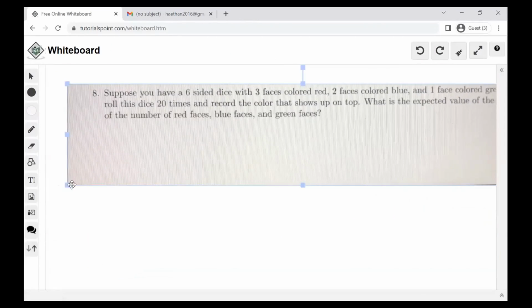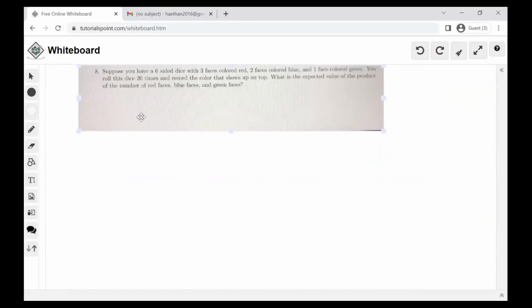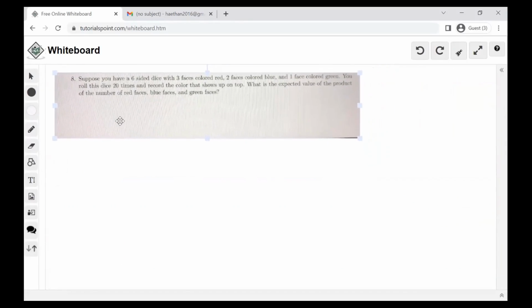So like I said, we're trying to find on average how many triples of rolls are there such that one is red, one is green, and one is blue. So how are we going to count that? Well, the idea here is that instead of looking at how many possible sequences of 20 rolls are there where the number of such triples is 1 or the number of such triples is 2 or so on.